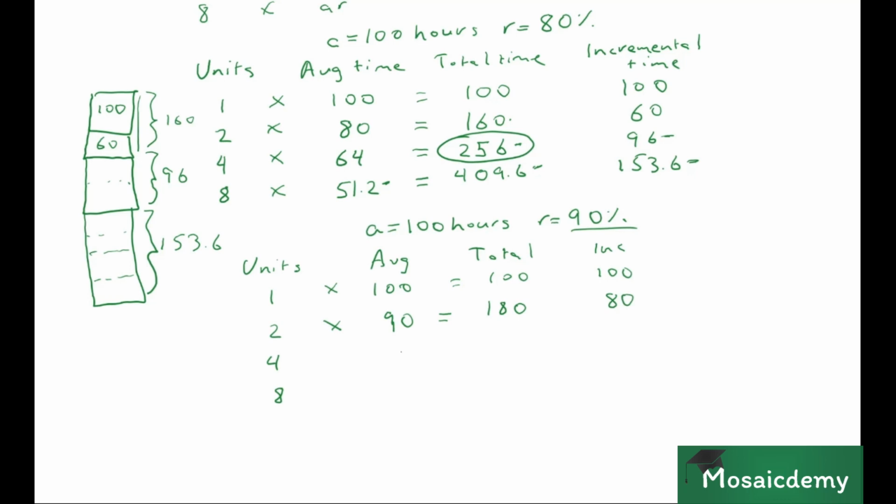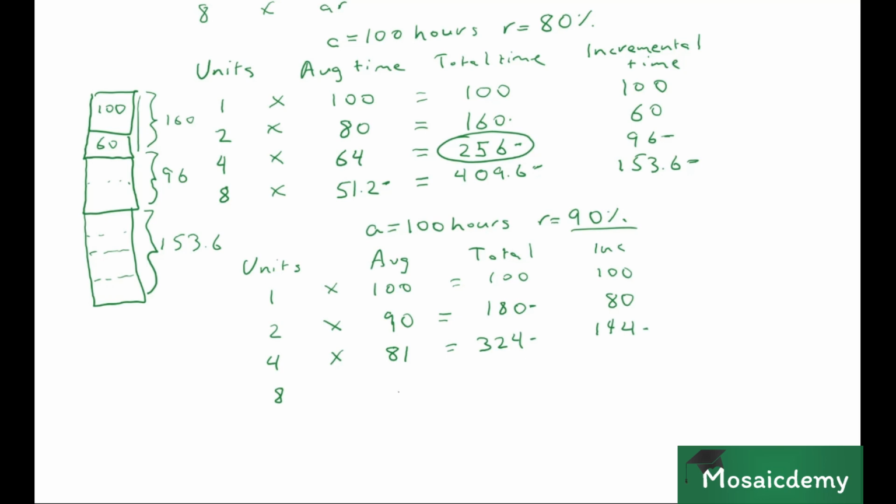Once again, for average time, when we move down, we multiply the previous value by 90%. So 90% into 90 gives us 81. 4 into 81, meaning the first 4 units took 324 hours to make. 324 minus 180 will give us how much? It should give us 144, meaning the first 2 units took 180 hours to make, the next 2 units took 144 hours to make, for the total of the 4 units to take 324 hours.